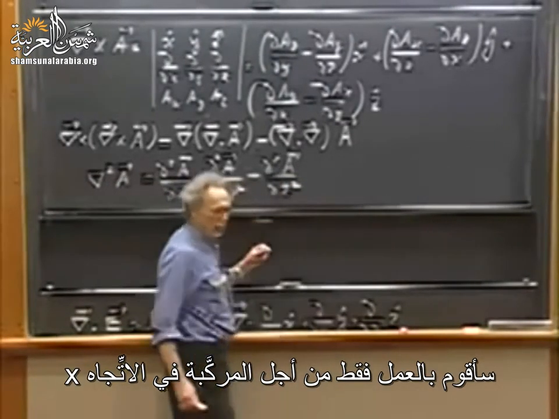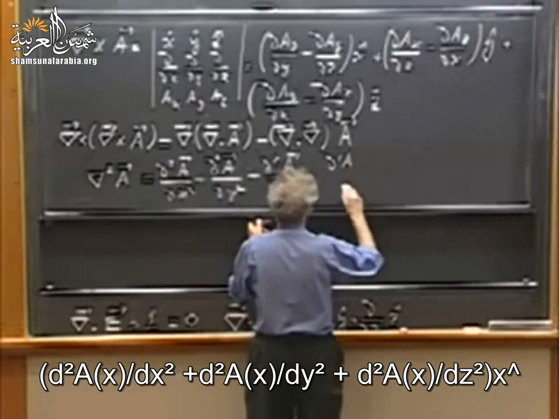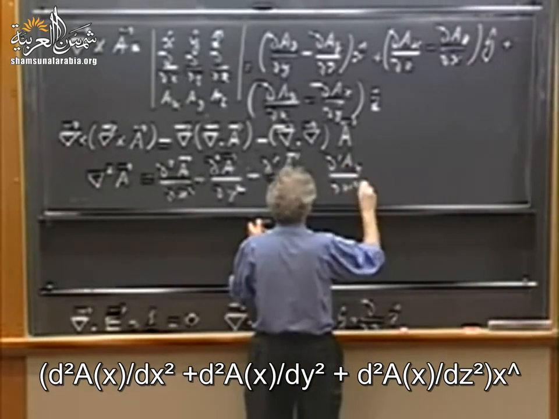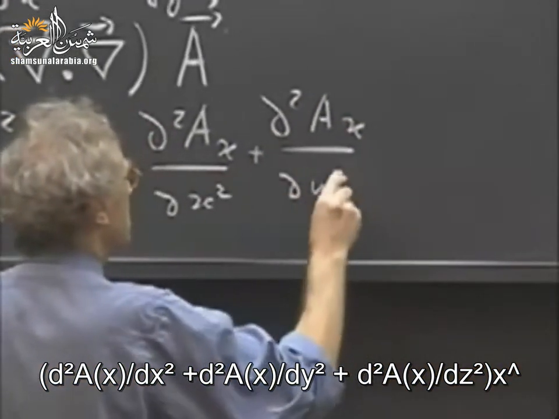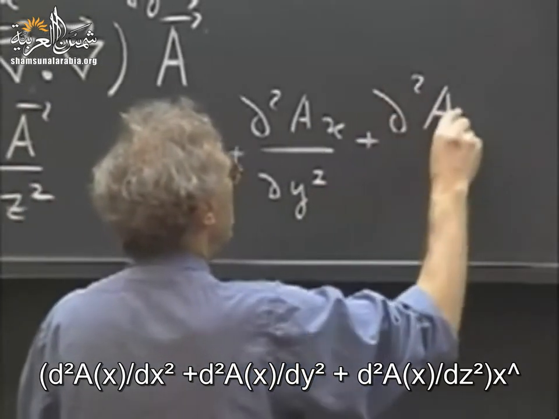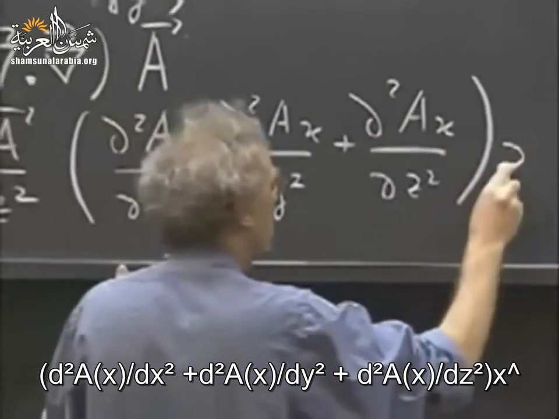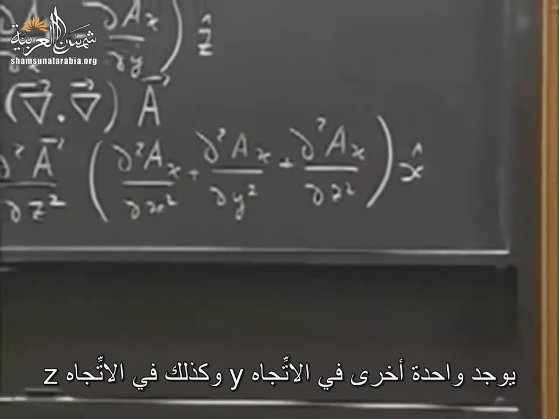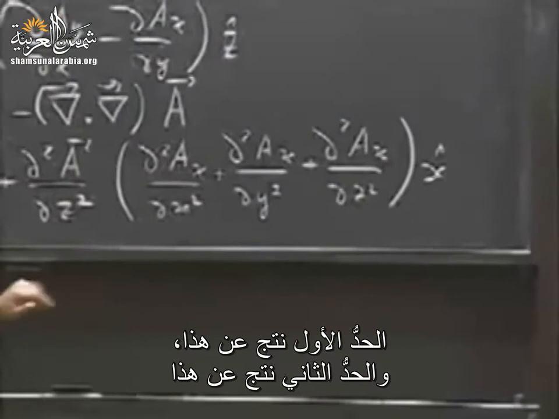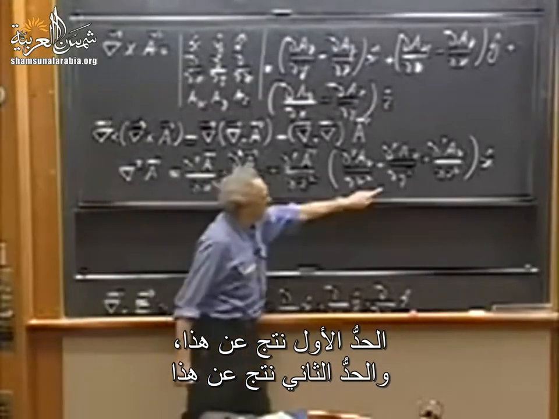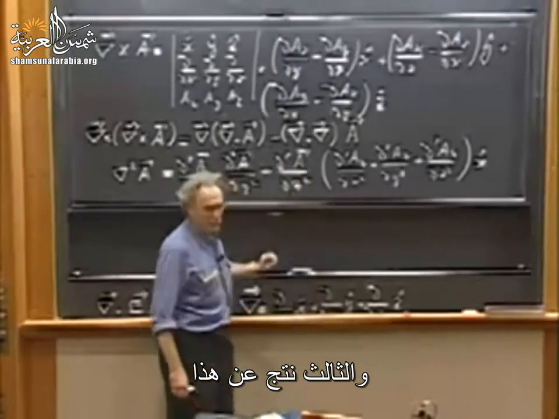So I will only do the component in the x direction, which then becomes d2ax dx squared, d2ax dy squared, plus d2ax dz squared, and that is then the component in the x direction. And there's also one in the y direction, and there's one in the z direction. This first term comes from this one. The second term comes from this one, and the third term comes from this one.